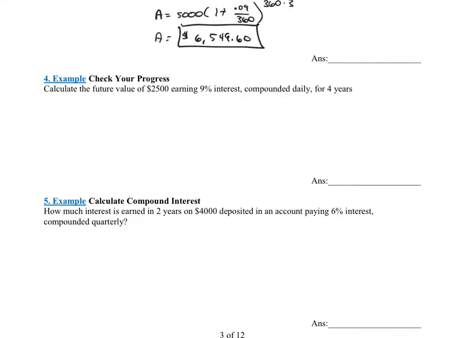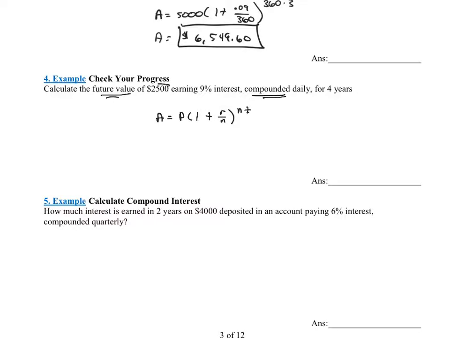It says calculate the future value. That's what it wants, is A, of $2,500 earning 9% interest compounded daily for 4 years. Again, I know this is compounded. It is not a simple interest problem. So I'm going to use the compound interest formula. A equals P times (1 plus R over N) to the NT.